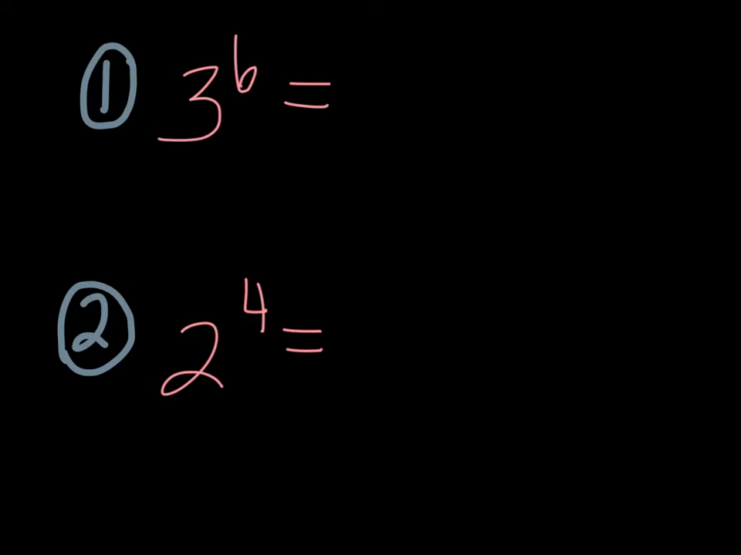Go ahead and take a look at numbers 1 and 2. We would say this is 3 to the 6th power and 2 to the 4th power. So what I would like you to do is try and write these out using expanded form. So that's when we write it out with our multiplication sign in between each number, and then try and evaluate or solve for a final product or answer.